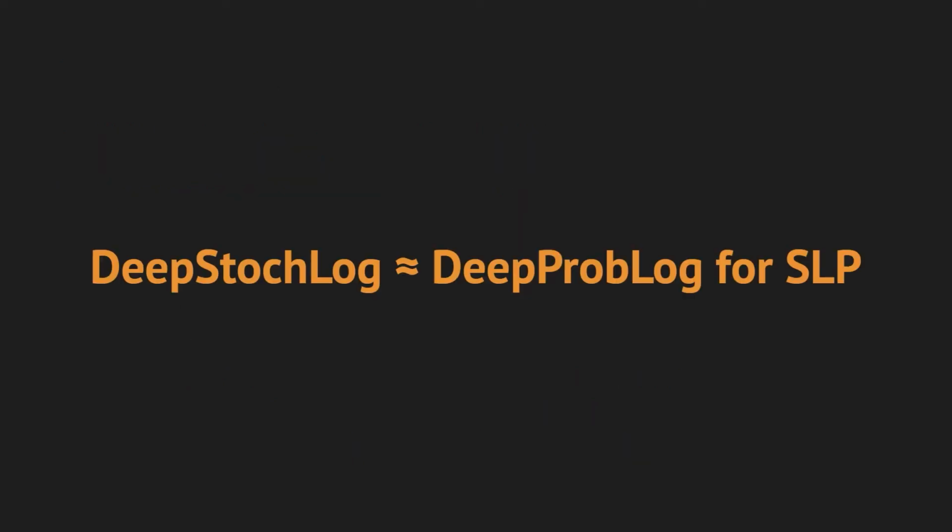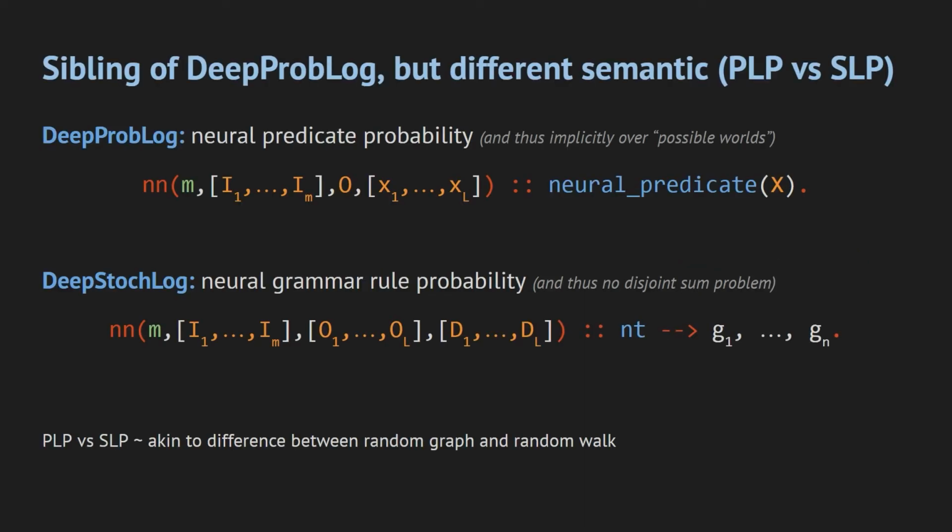In many ways, DeepStochLog is like DeepProbLog, but for stochastic logic programs. Here you can see the difference in the main extension that both frameworks do to their respective probabilistic logic framework. DeepProbLog adds neural predicates, DeepStochLog neural grammar probabilities. DeepStochLog is faster to perform inference tasks on thanks to the simpler SLP semantics. It assumes no disjoint sums and can simplify many calculations.